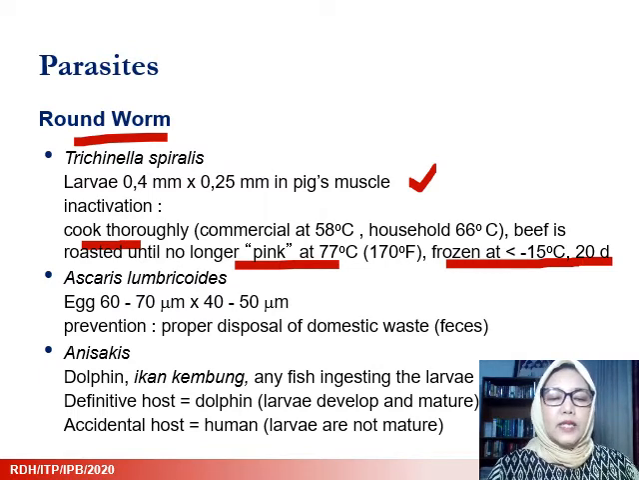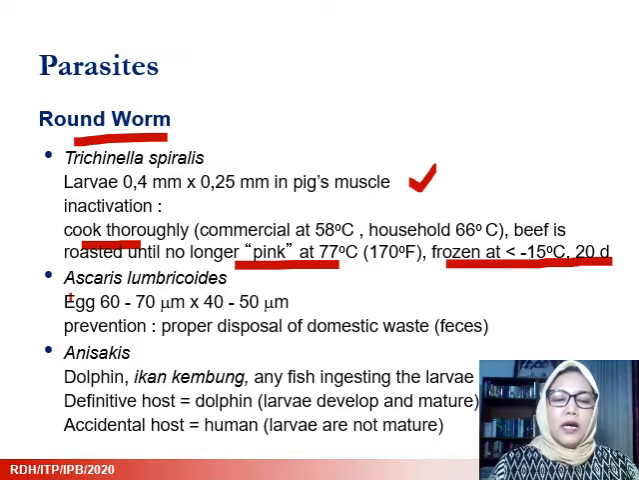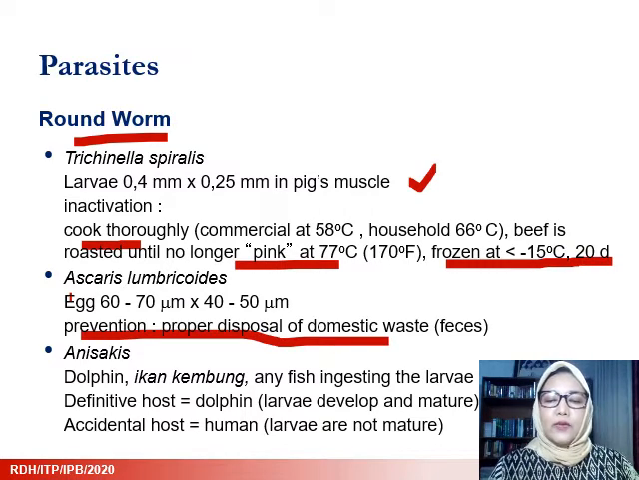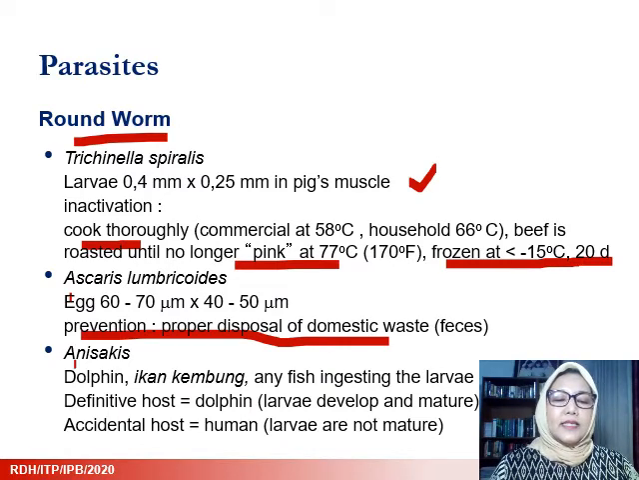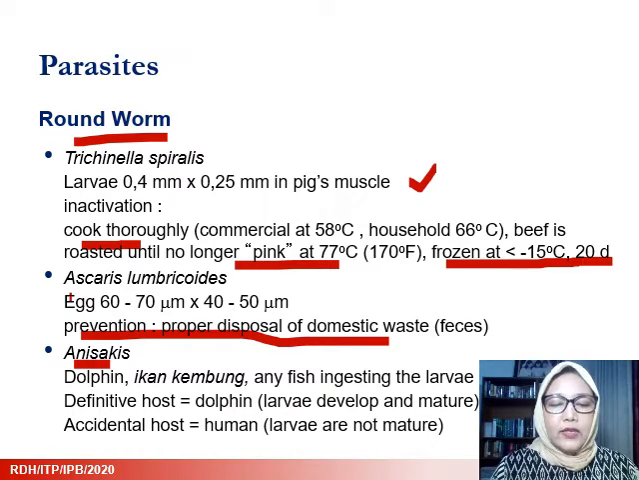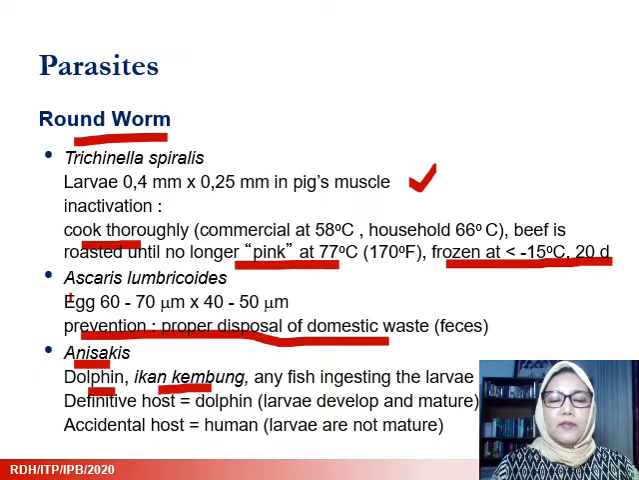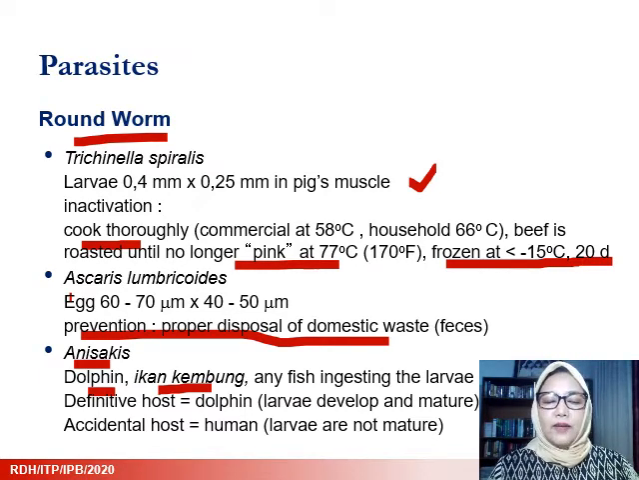Other roundworms include Ascaris lumbricoides, which needs proper disposal of domestic waste because the source is feces, and Anisakis. Anisakis has a definitive host of dolphin. However, it may be found in ikan kembung and mackerel and any fish that ingest the larvae.